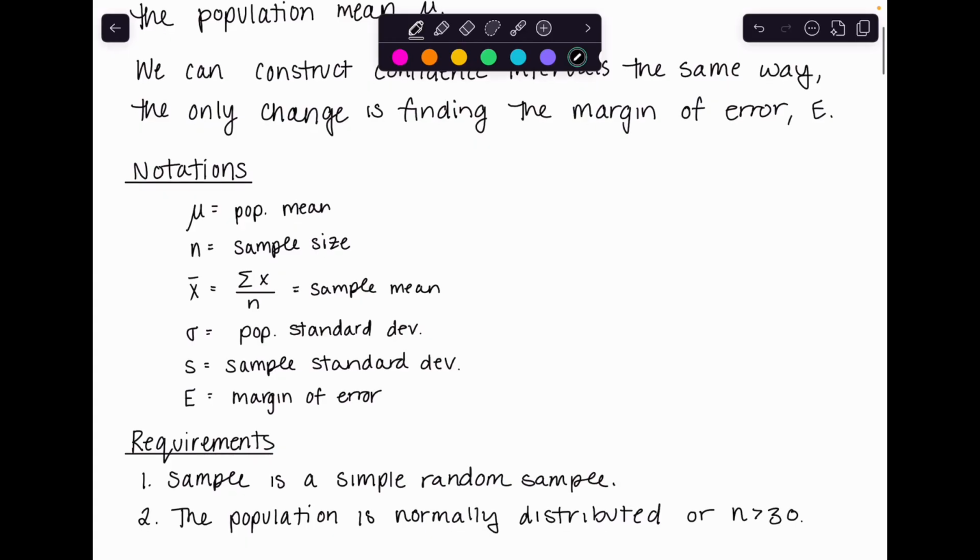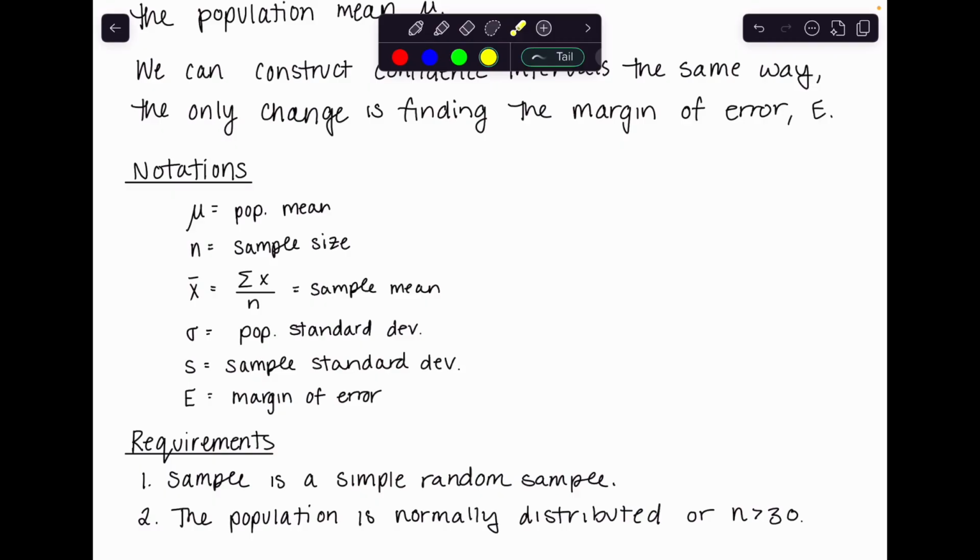Now, ultimately, there are two requirements to be able to do this. You need to make sure that your sample is a simple random sample, and you need to make sure that either your population is normally distributed or the number in your sample is greater than 30. If the number in the sample isn't greater than 30, there are ways to determine if the population is normally distributed given the sample. But just for now, for our time's sake, you can assume that this other criterion is going to hold, okay?